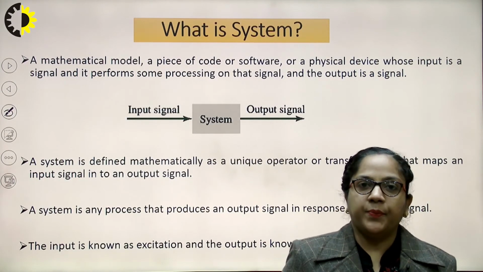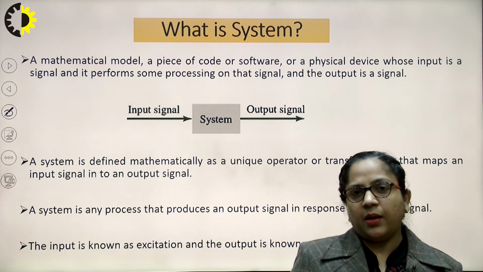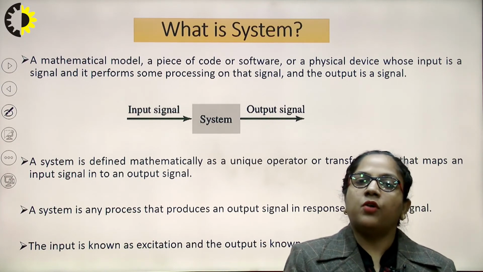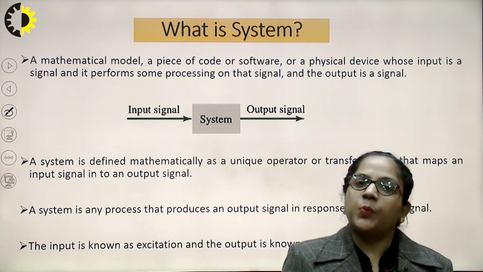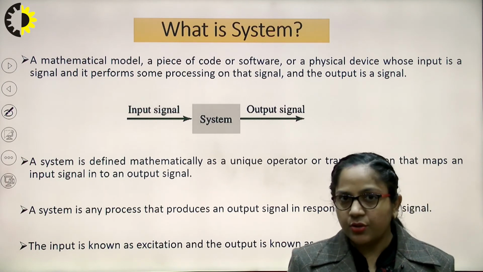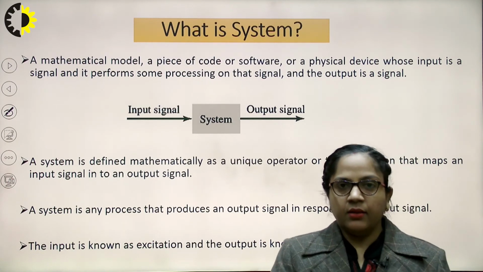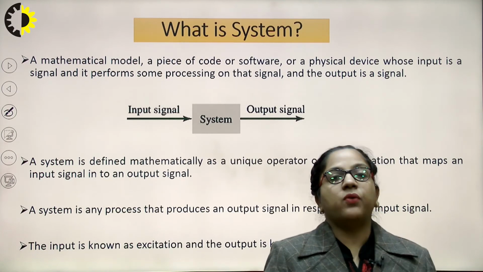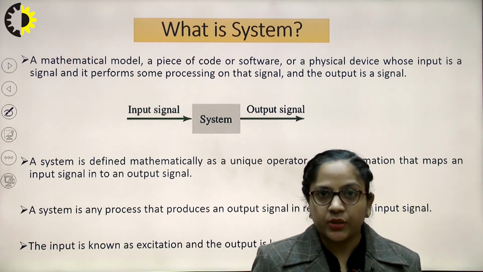Then what is a system? System will be something to which I will apply the input signal, and it will do some kind of processing and will provide the output to me. That processing can be anything: modulation, amplification, or conversion. So, system is something that will process my input signal and will provide a suitable form of the signal, that is called the output signal.